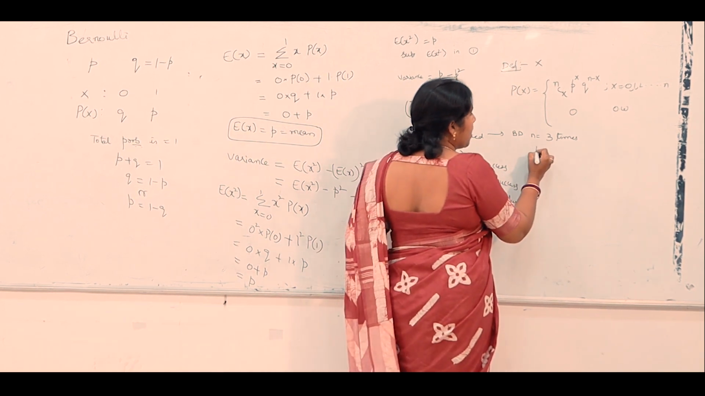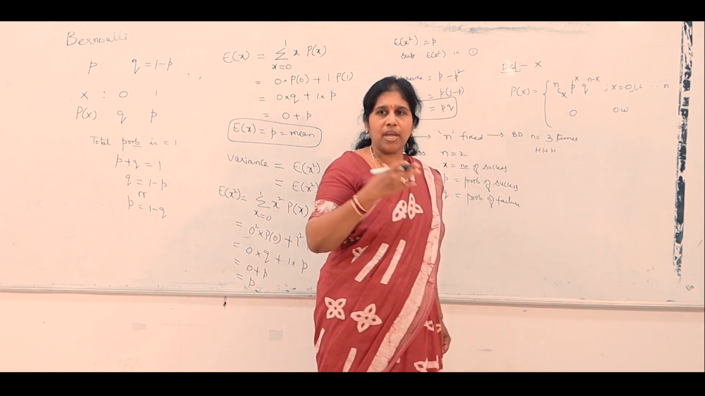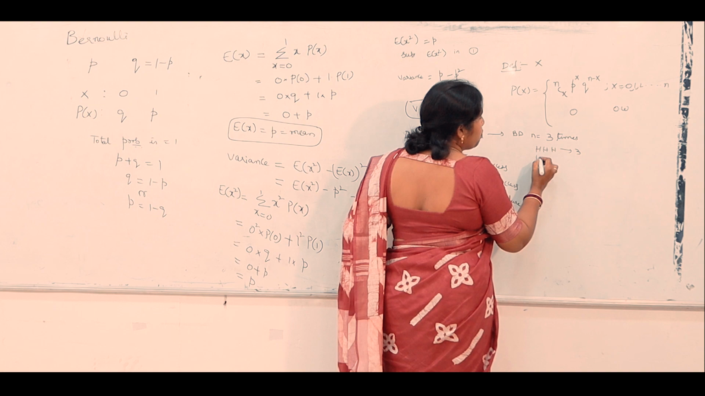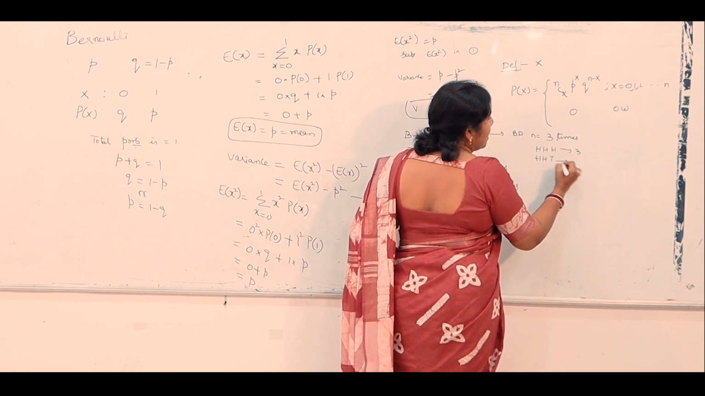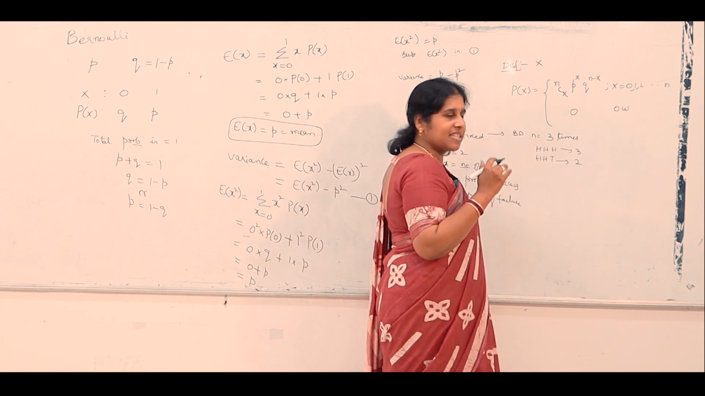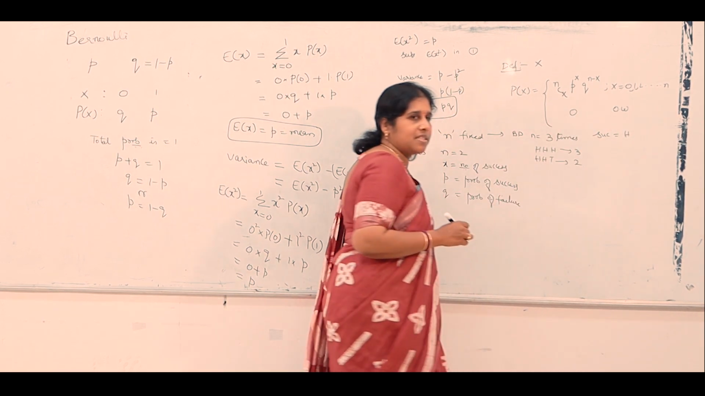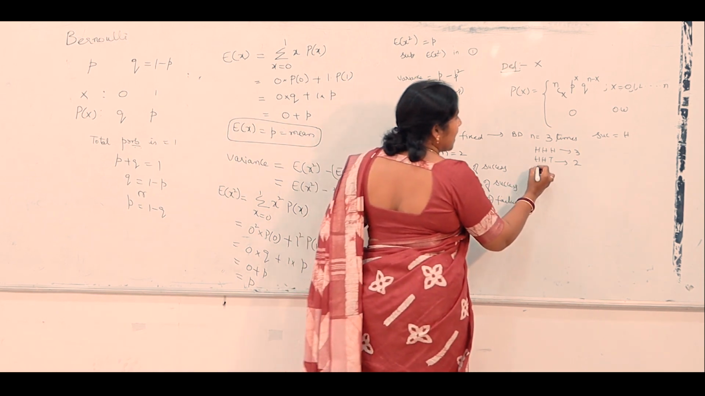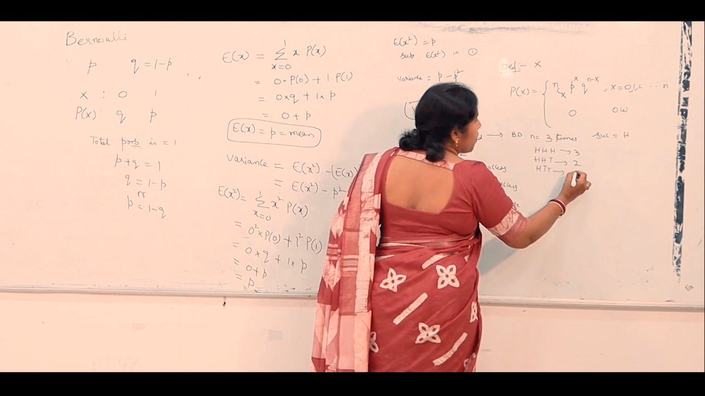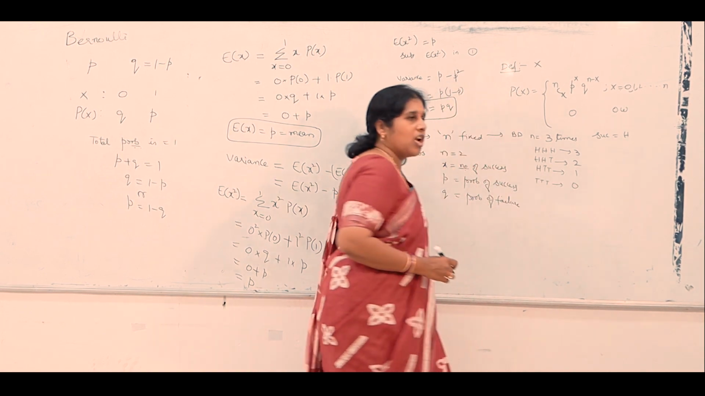If I toss a coin 3 times, all the time it may show head. All 3 coins may show head. That means how many successes? 3 successes. If I get 2 heads and 1 tail, what will happen? 2 successes. Success is nothing but head here. If I get head, tail and tail, how many successes do you get? 1 success. If I get all tails, that is 0 success.